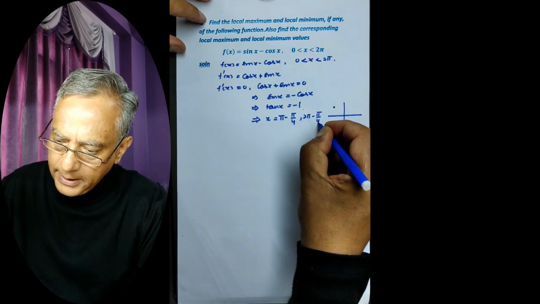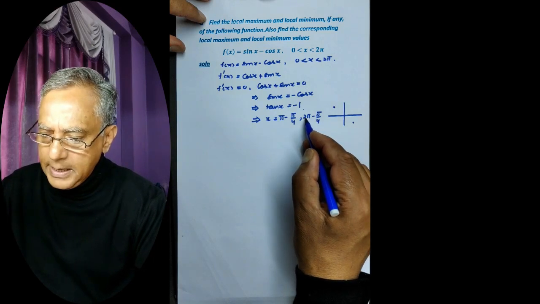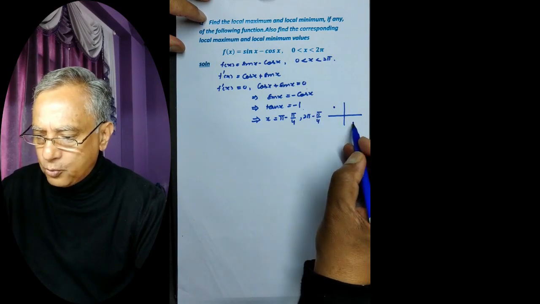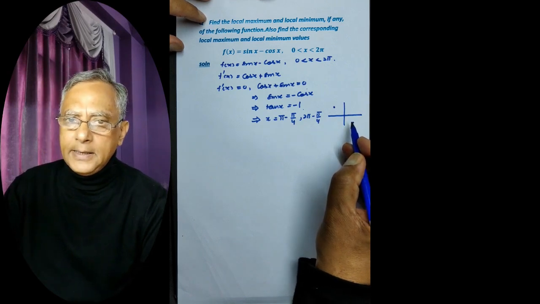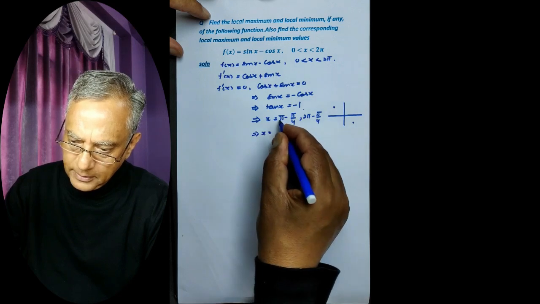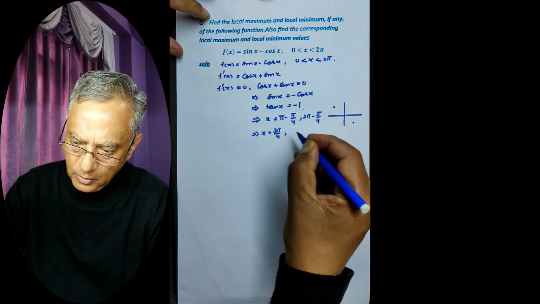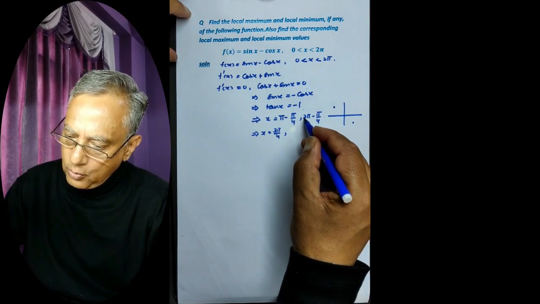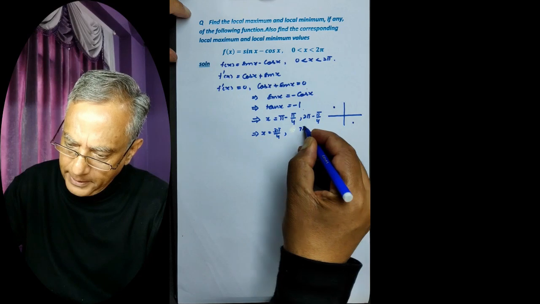2 pi minus pi by 4. At pi by 4, the value is 1 and 2 pi minus pi by 4 will be in fourth quadrant. In fourth quadrant, tangent x is negative. This implies x is equal to 3 pi by 4 and x is equal to 2 pi minus pi by 4, that is 7 pi by 4.